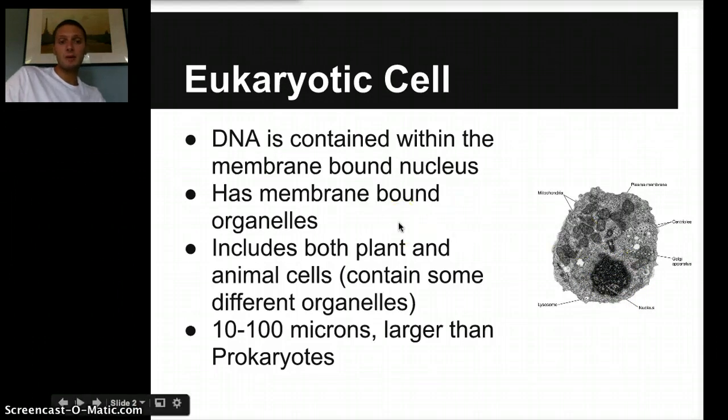Eukaryotic cells have membrane-bound organelles. They include both plant and animal cells. We'll look at some differences between the two of those, and they're actually usually quite a bit larger than prokaryotes. Eukaryotic cells are usually about 10 to 100 microns, whereas prokaryotes are usually not much larger than 10 to 15 microns. So some pretty big size differences between the two as well.